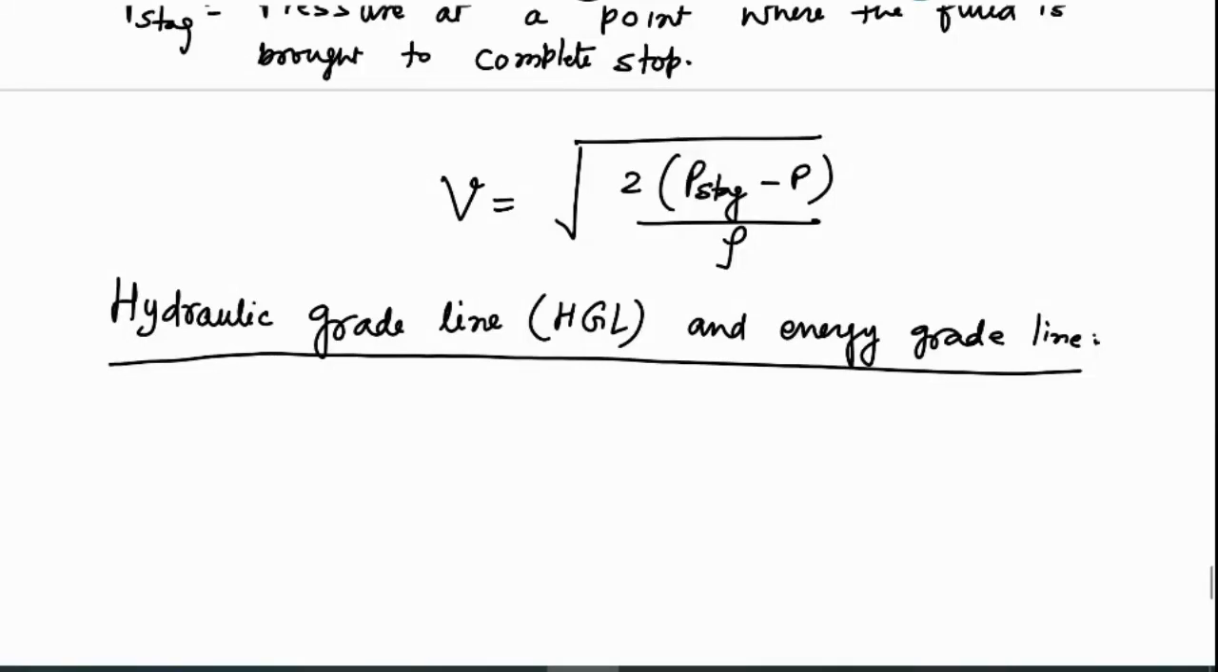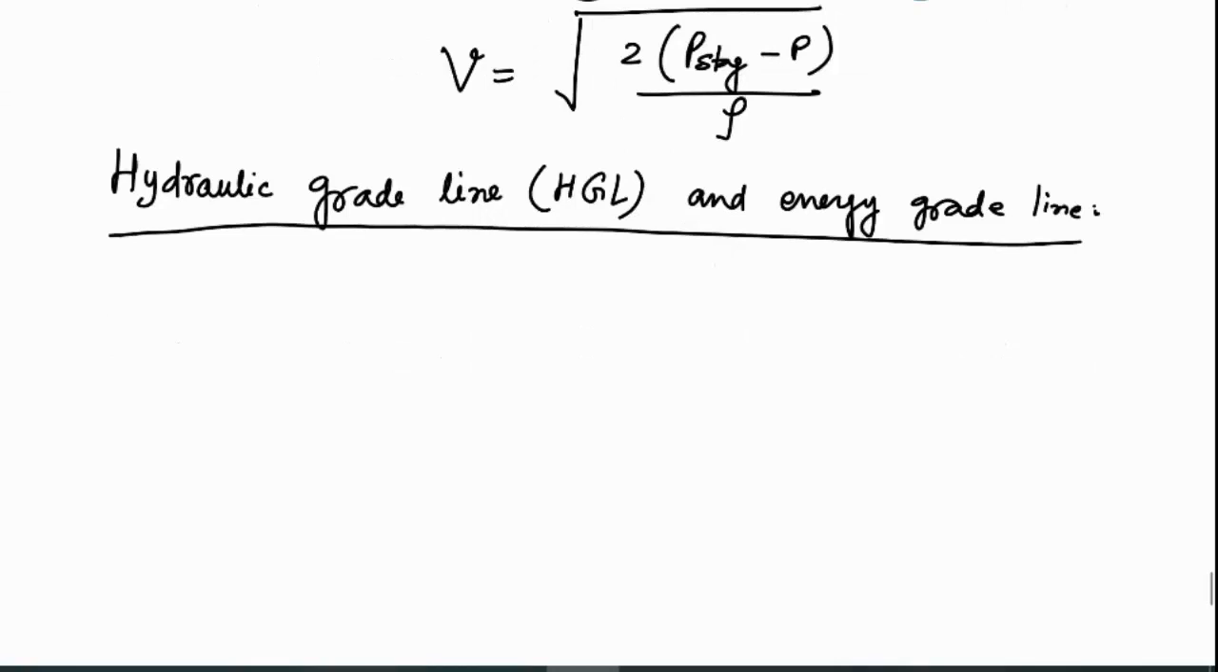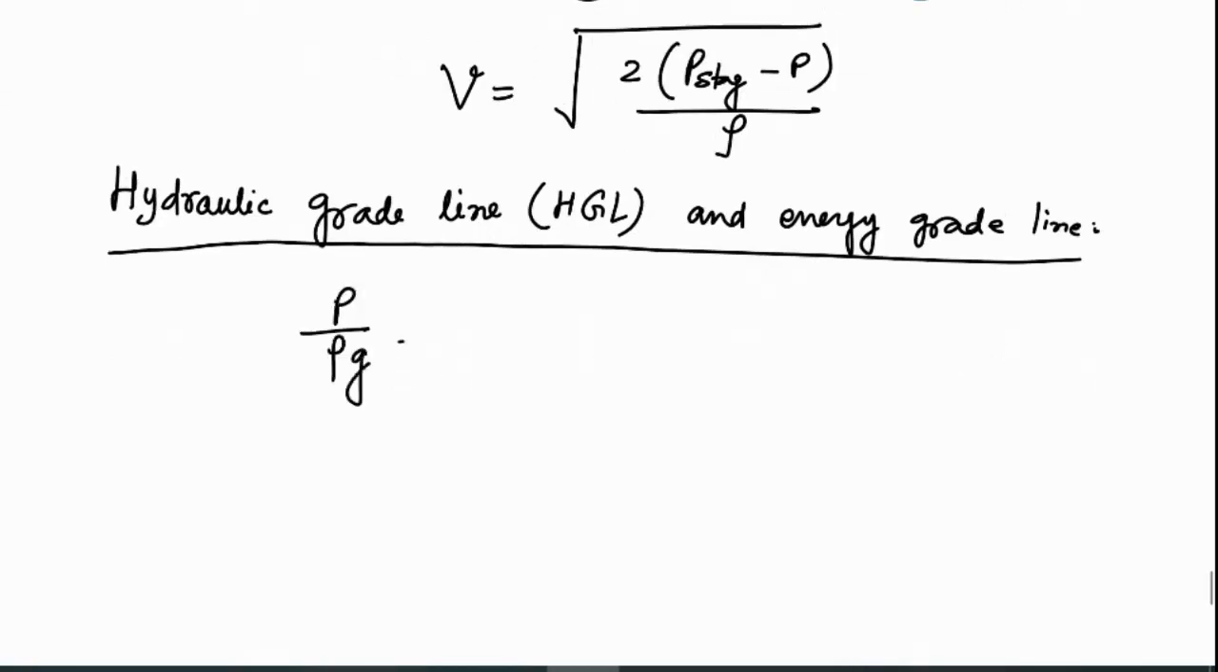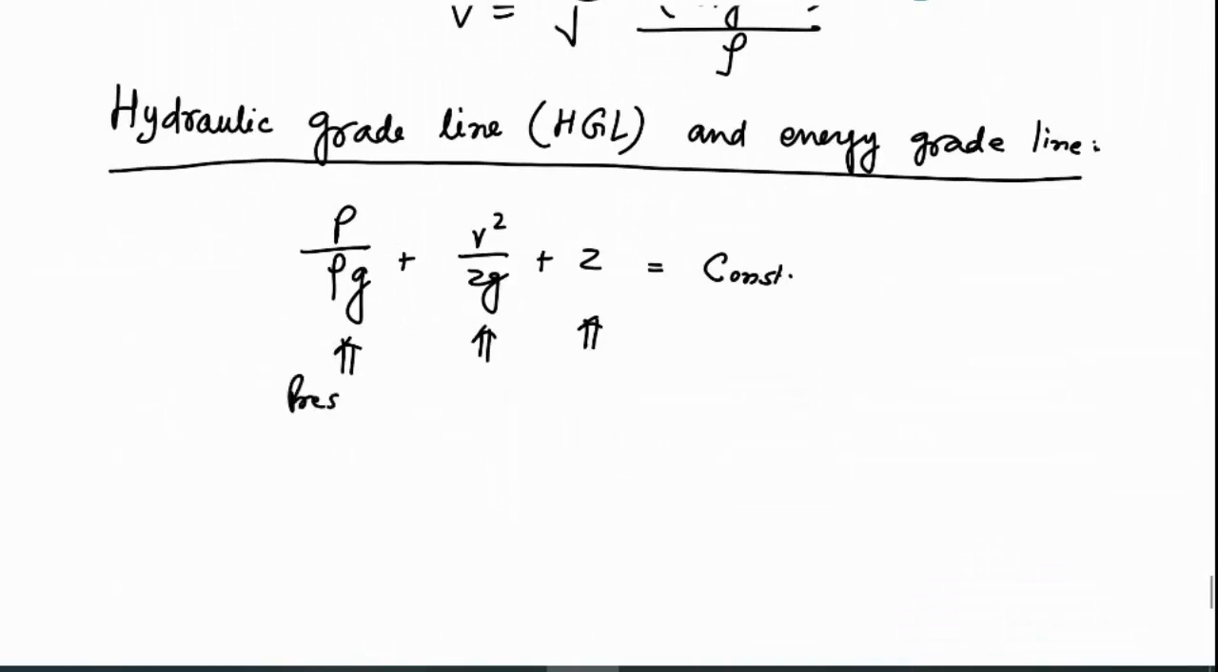Whatever we discussed in the past is the same. If you have a piezometer, then you can find the hydraulic grade line, HGL. So let us try to understand what this means. We have P by rho g plus V square by 2g plus Z equals a constant. This is your pressure head, this is your velocity head, and this is your elevation head.